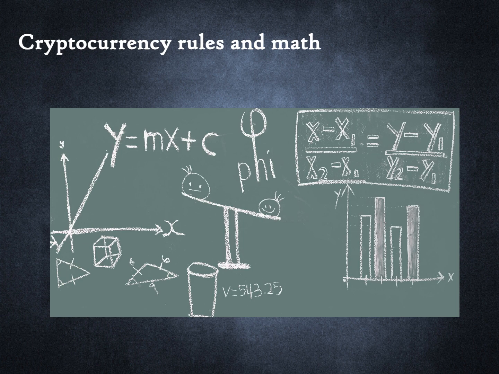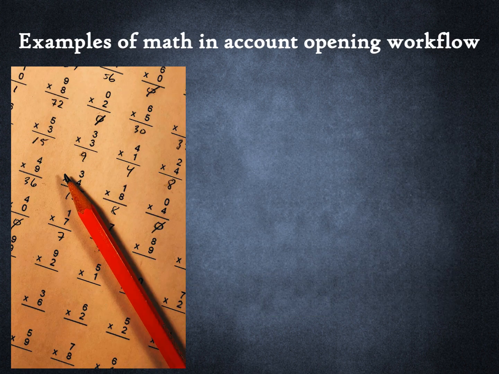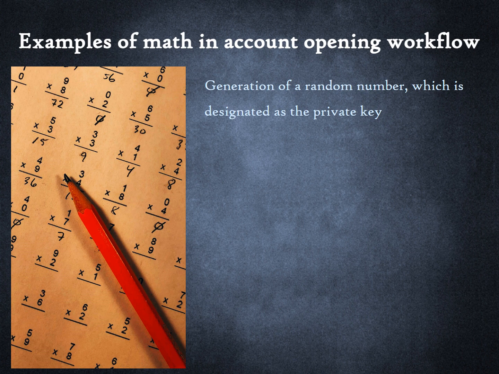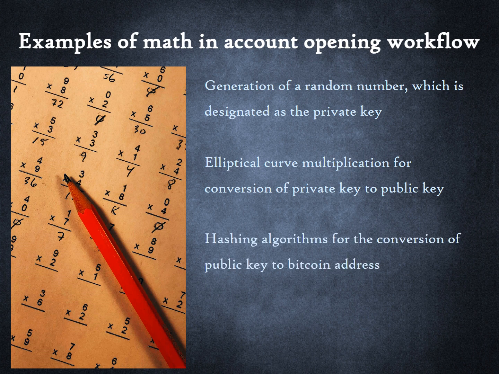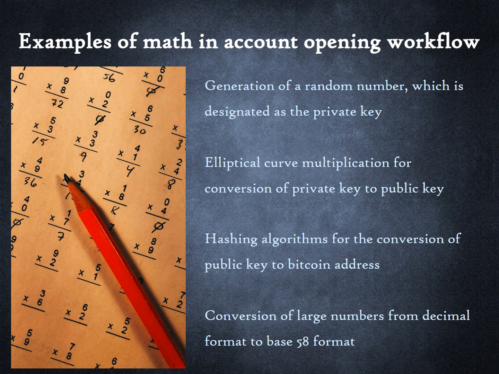Next, we will recall some examples of math used in the account opening and payments workflow. In the account opening workflow, here are some of the mathematical functions we encountered. Generation of a random number, which is designated as the private key. Elliptic curve multiplication for conversion of private key to public key. Hashing algorithms for the conversion of public key to Bitcoin address. Conversion of large numbers from decimal format to base 58 format.